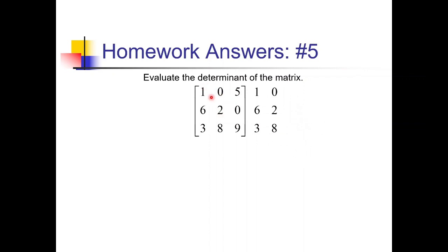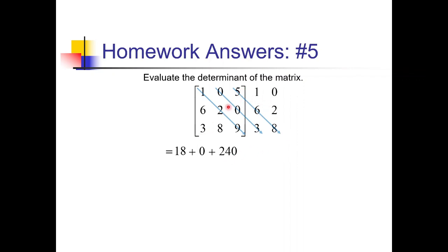So going top down first, we have 1 times 2 times 9. That's going to be 18. And then we've got 0, 0, and 3. That's just going to be 0. And then finally 5 times 6 times 8. That's going to be 30 times 8, or 240. Now we're going to be subtracting the rest of these.